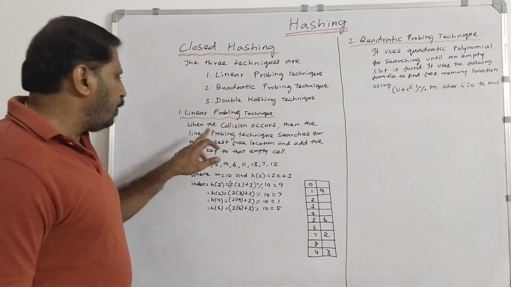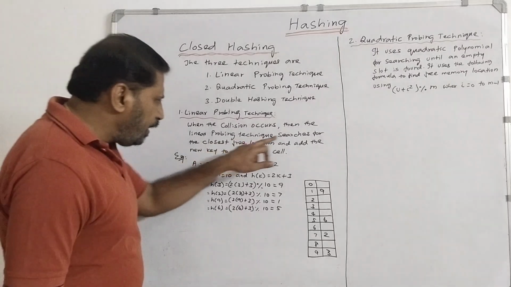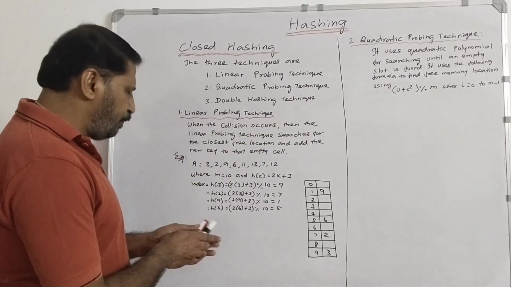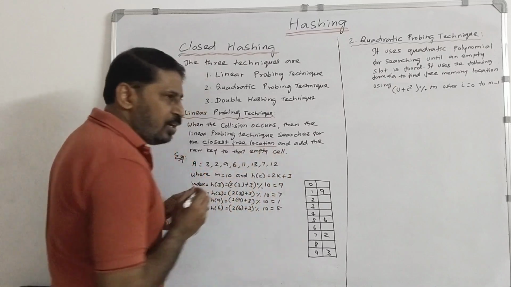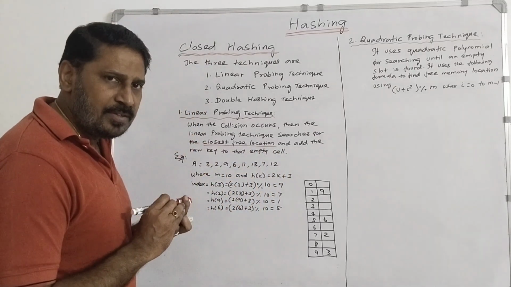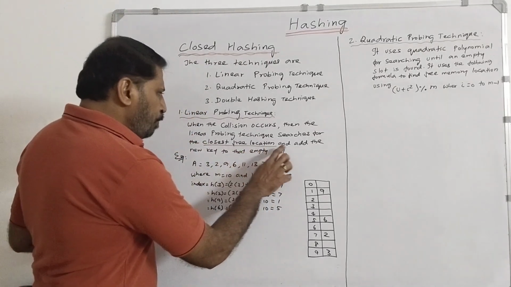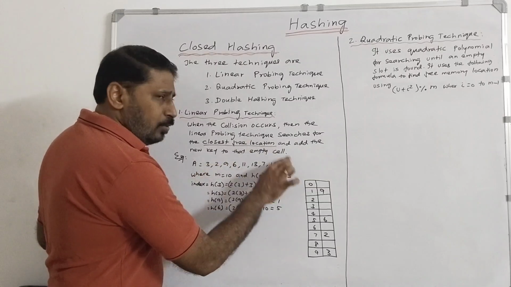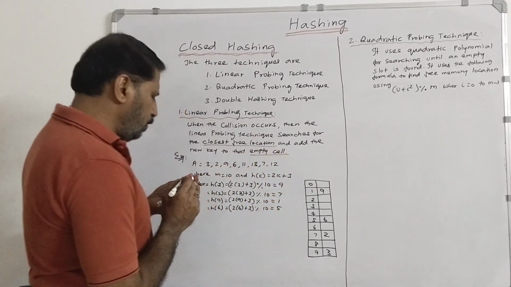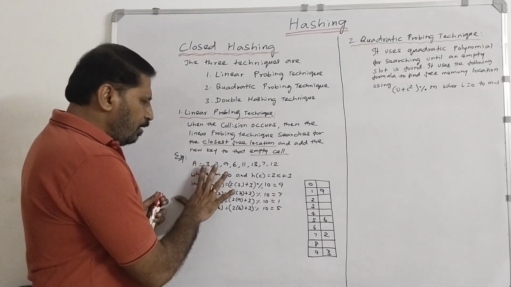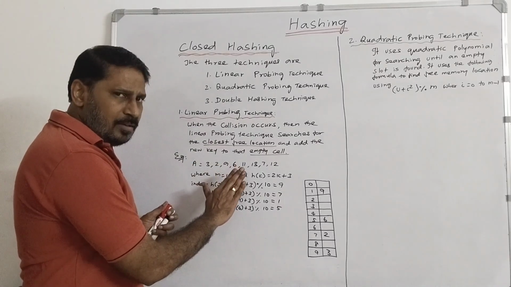The linear probing technique searches for the closest free location whenever a collision appears, and adds the new key into that particular empty cell. This is what we are going to do. As an example, we take the same example.